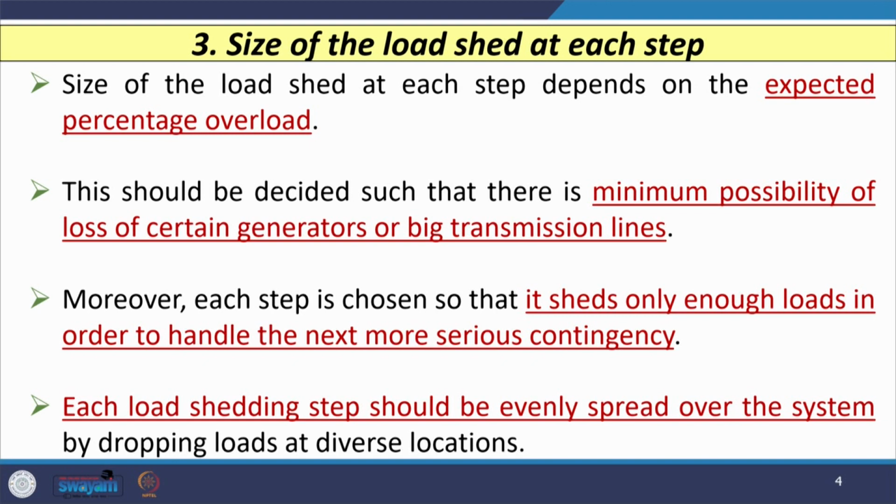Each load shedding step should be evenly spread, so that there is no uneven load shedding. This is also an important factor which we need to consider. Whenever we design the load shedding scheme, each load shedding step should be distributed evenly throughout the entire distribution or transmission network.